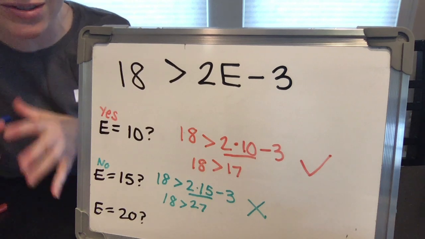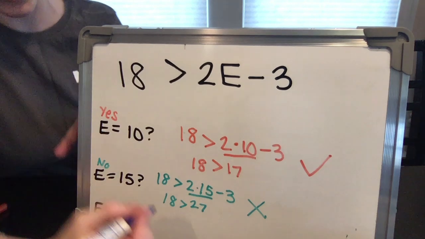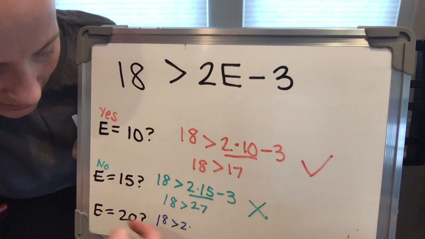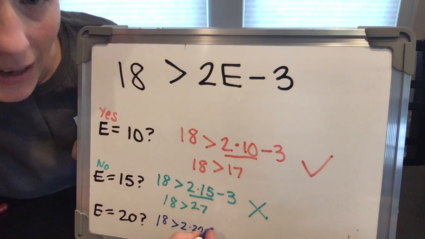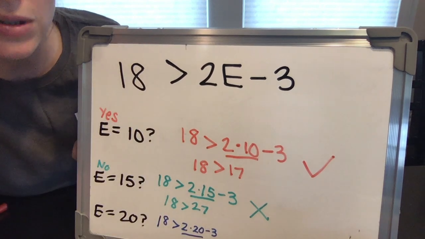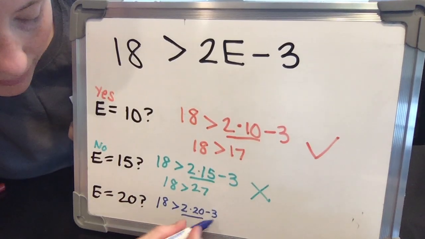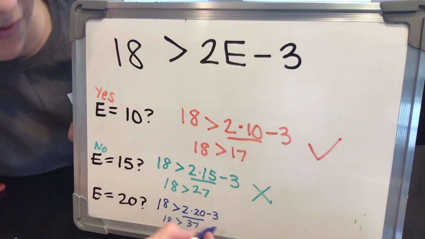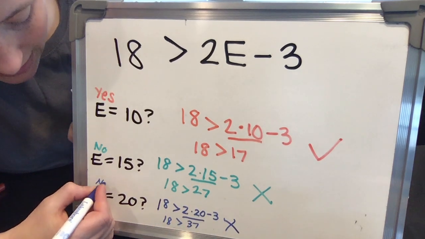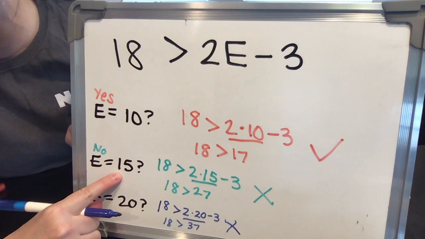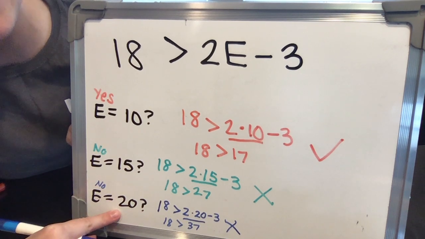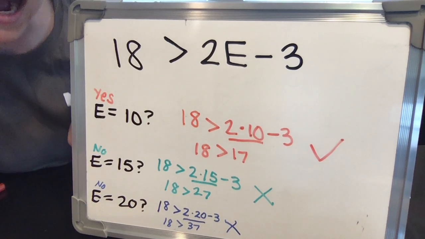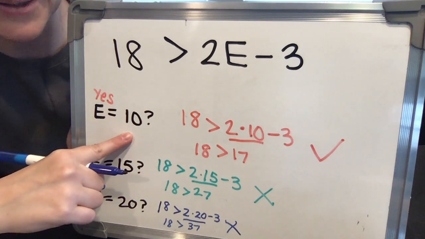Now some of you are already using your number sense to tell me whether you think this is going to work. But let's try it by substituting. 18 is greater than 2 times e, and we're going to put in a 20 minus 3. Okay. We're going to do a 2 times 20, which is 40. 40 minus 3 is 37. 18 is greater than 37. No, it is not. So this one does not work. And some of you knew that because you already knew that e equals 15 was too high. So you knew that e equals 20 was also going to be too high. So you can sometimes use your number sense. So for this problem, the only solution from our options that worked was e equals 10, which made the inequality true.